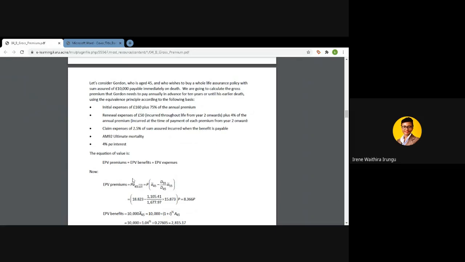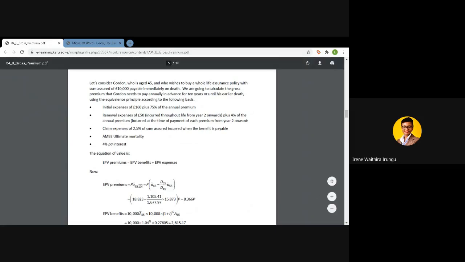So once you have this equation, the rest is substituting for the formulas correctly. And this is why I said revisit your ACS 222. Because once you understand how to construct this, the rest is just substituting for the formulas correctly. So ensure you confirm that these are the correct values from your AM92 ultimate mortality table. Now, if we move on to the expected present value of the benefits.